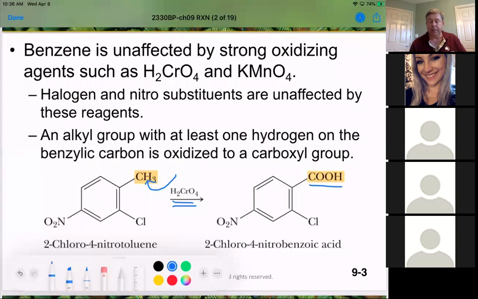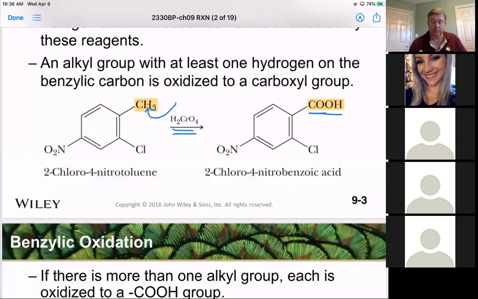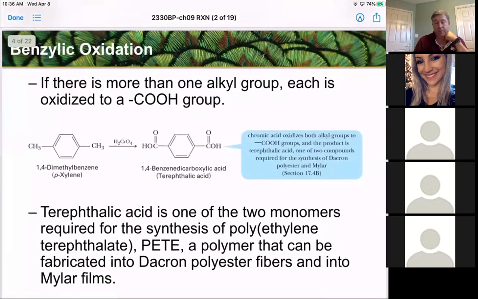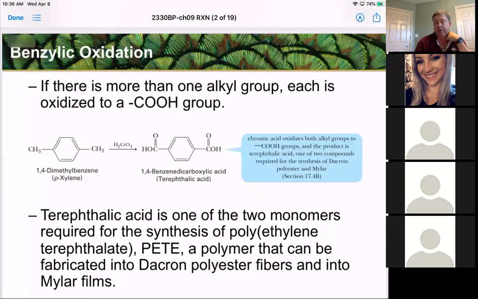And most of the time you oxidize it down to the carboxylic acid. If you have a longer chain, sometimes you can stop at the ketone. All right, so this is used a lot. You can use it for anything with this benzylic hydrogen on it. It will convert to a carboxylic acid.